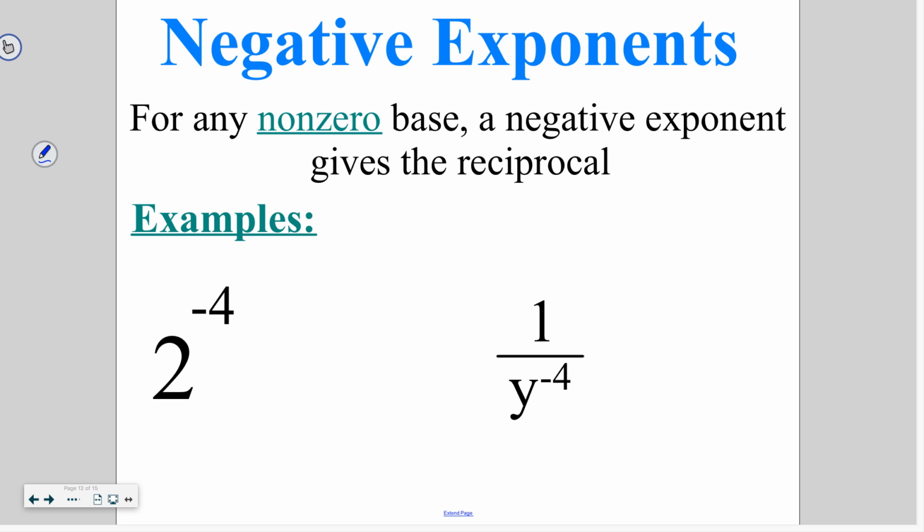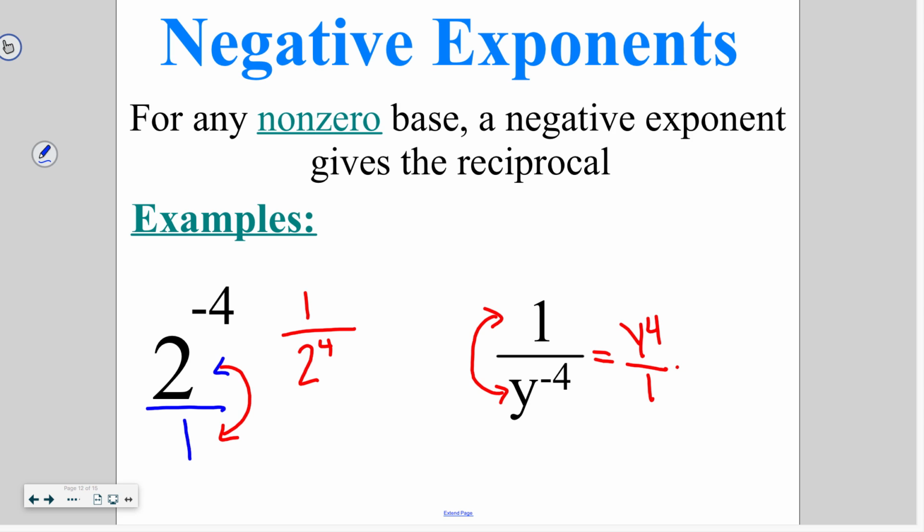Last thing we have to talk about is our negative exponents. For any non-zero base, the negative exponent is the reciprocal. So what this is saying is I've got 2 to the negative 4th. What this is actually saying is I want to do that reciprocal. So I've got 1 over 2 to the 4th power. If it starts in the bottom of a fraction, we still want to do the reciprocal, and that brings it up to just y to the 4th over 1, or just y to the 4th.